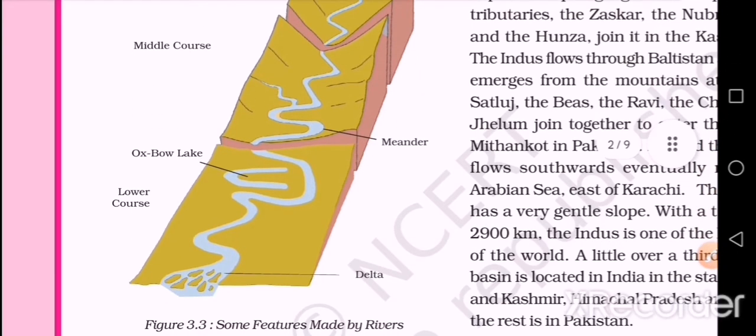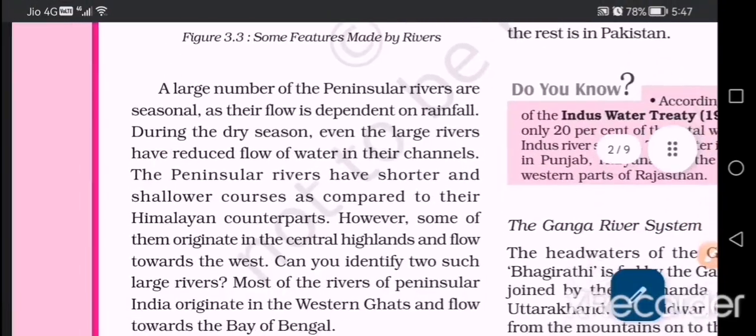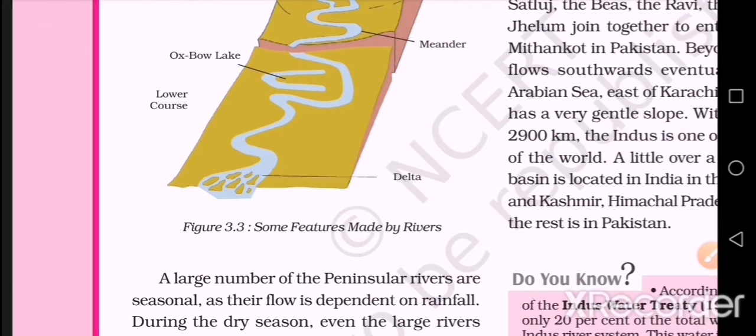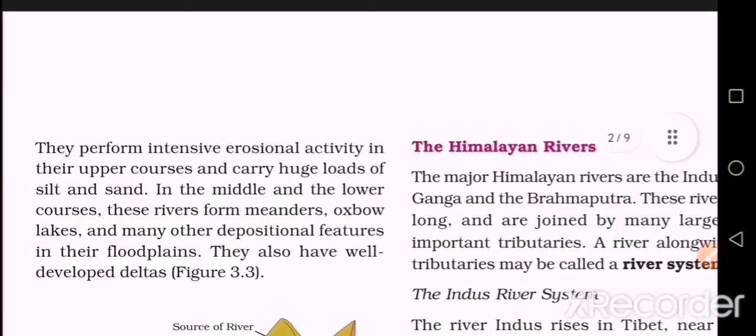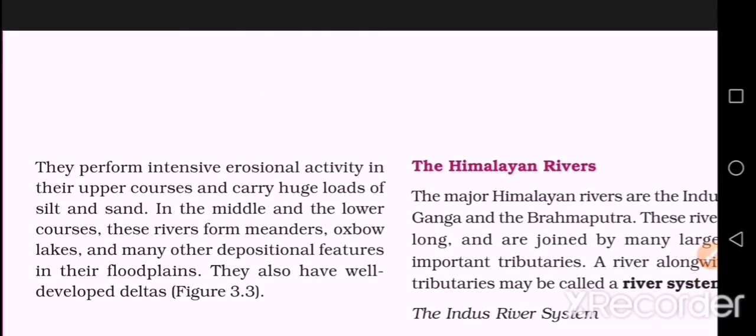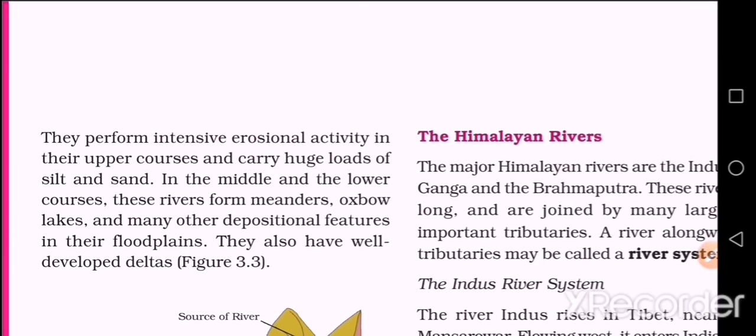In the lower course, you see the river is ending at the ocean. Understand? There it may make deltas where it ends in the ocean. The river makes deltas in its lower course. So we have upper, middle and lower course. Here you can see Himalayan rivers carry out intensive erosional activity and carry lots of silt and sand.